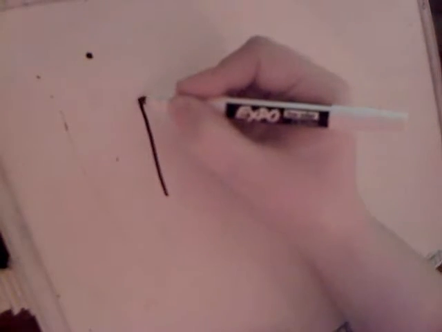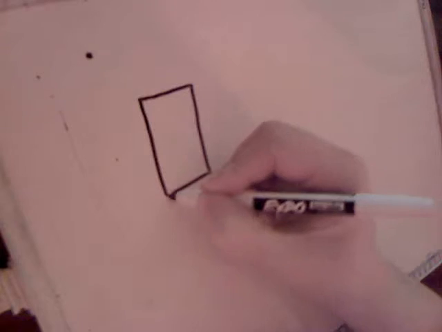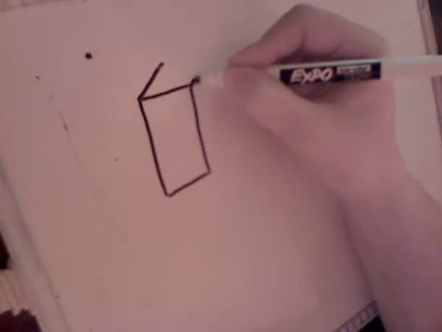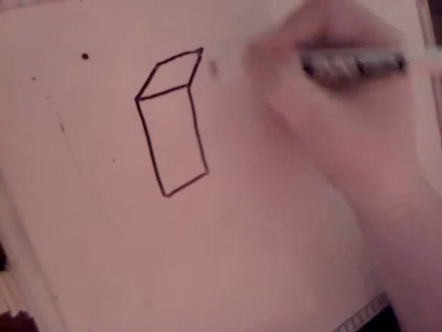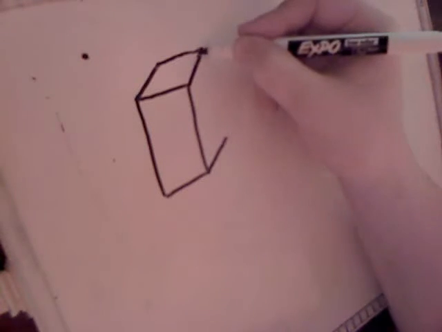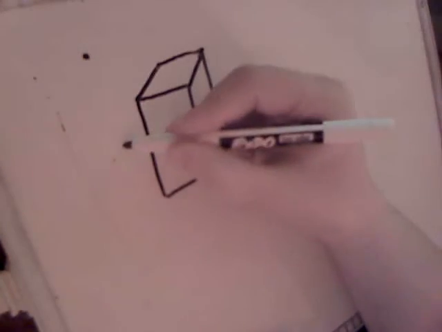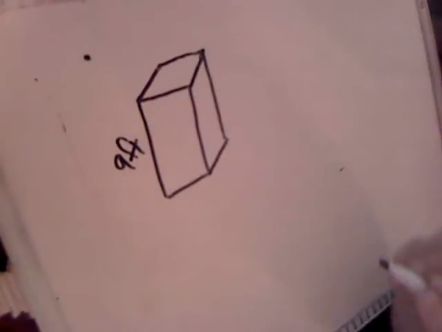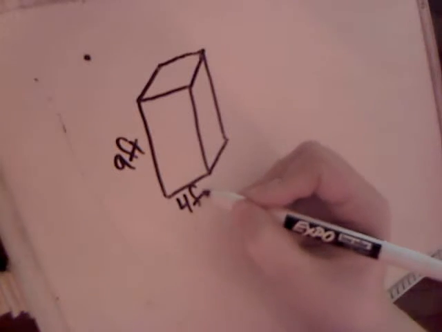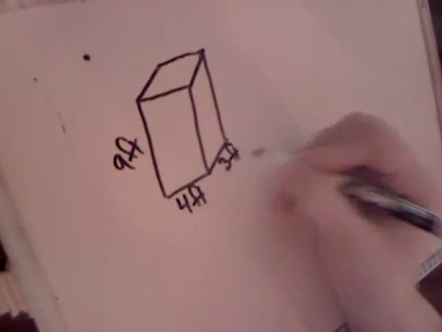We're going to talk about volume right now, and this is going to be one of those videos where you have to use a little bit of your imagination. We have right here a perfectly drawn rectangular prism. Now we're going to label that prism. This is 9 feet. This is 4 feet. This is 3 feet. Excellent.